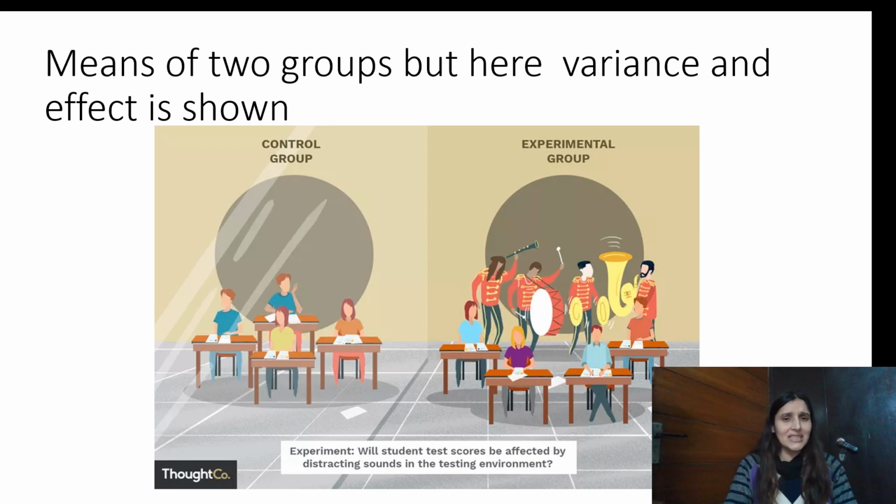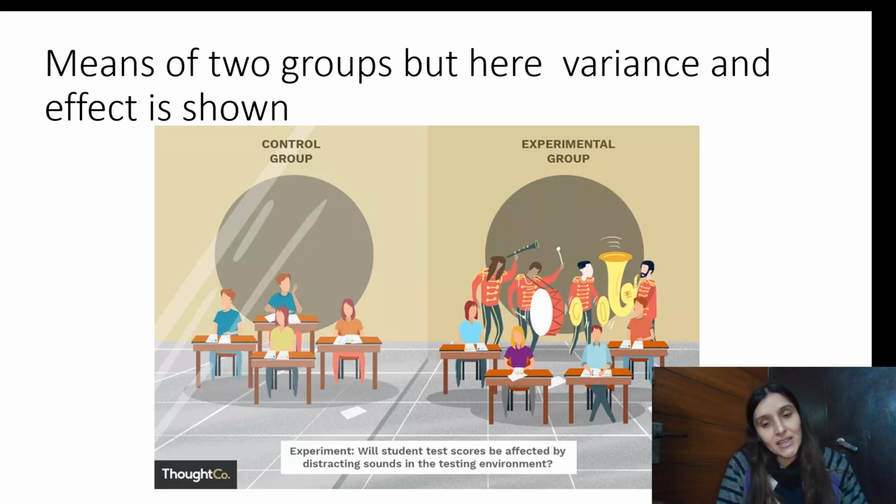This is a very simple example of causal research. There was a research on distraction while giving a paper: while you're in an examination, can distracting sounds have an impact on your scores? This is a research which wanted to find that out. For doing so, it set up a control group where students silently gave their paper of 3 hours. The students gave an examination of 3 hours.